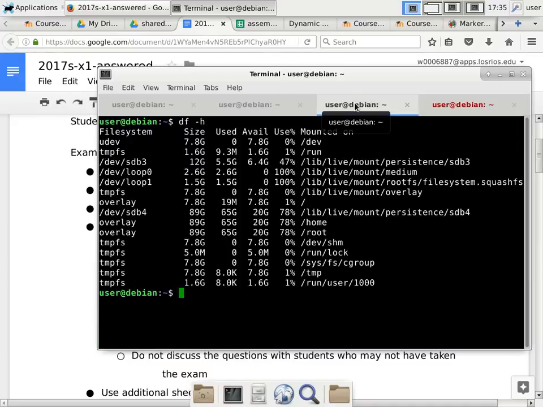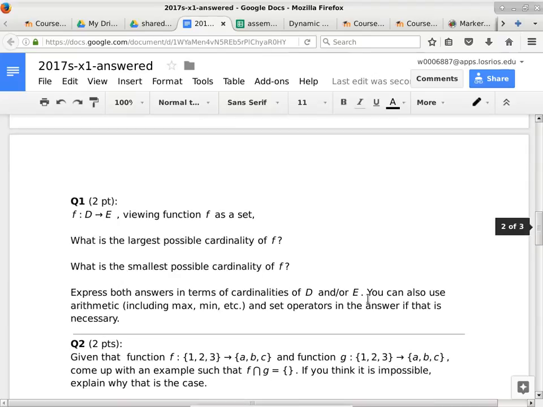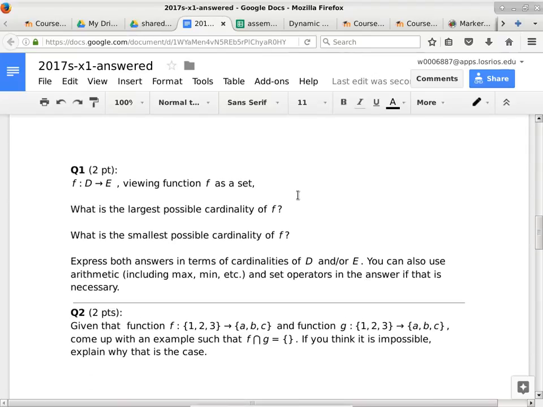And then we got extra space here. Okay, so we can now go forward. All right, so this is the first question.